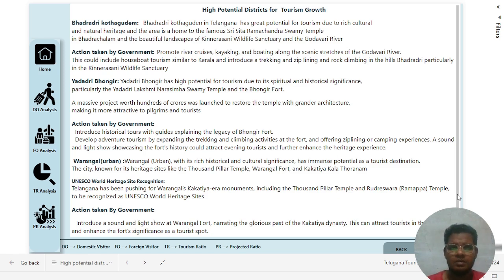There are a lot of things integrated with that particular fort. Yes, of course, it's very amazing. But actually, I experienced those things via YouTube. Actions taken by government.